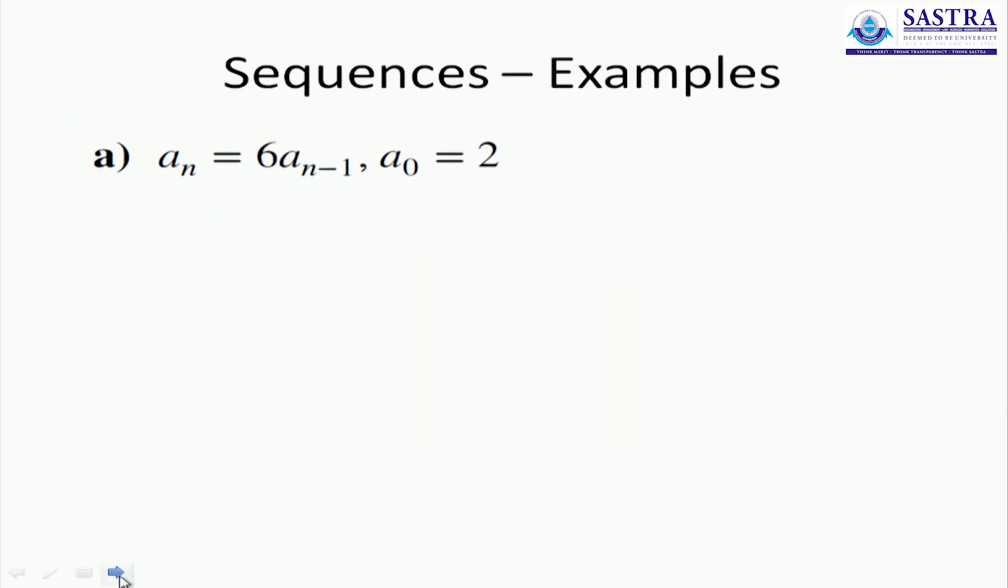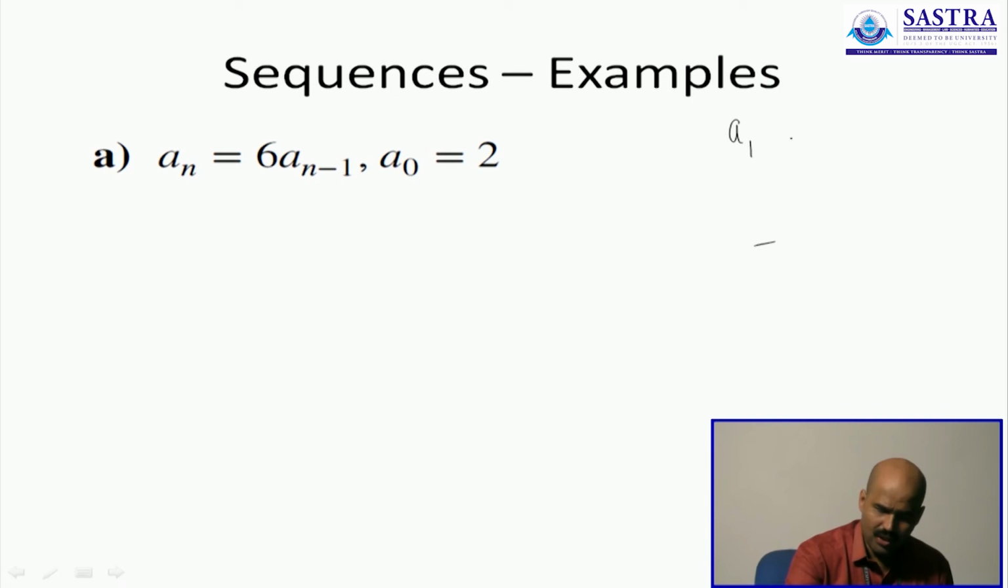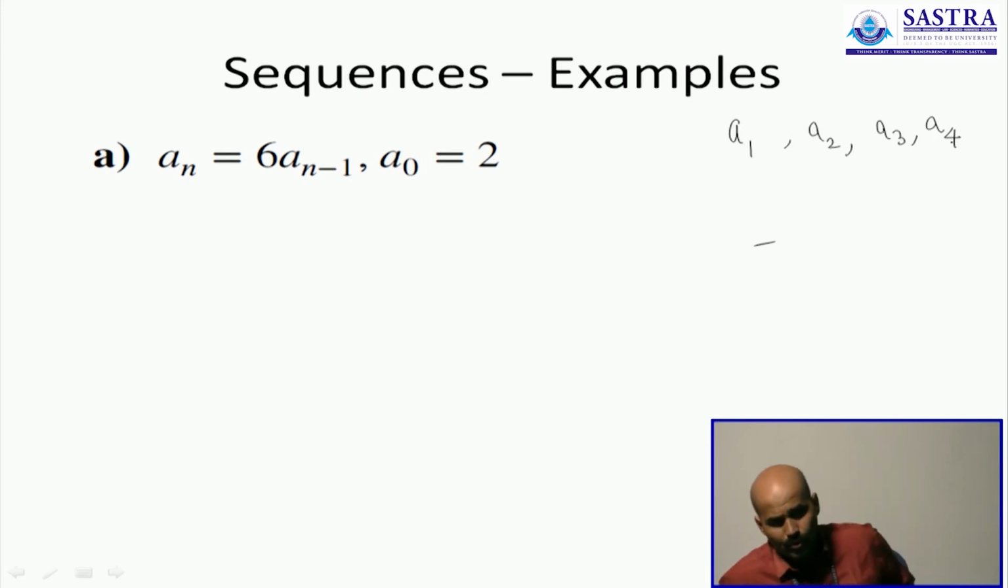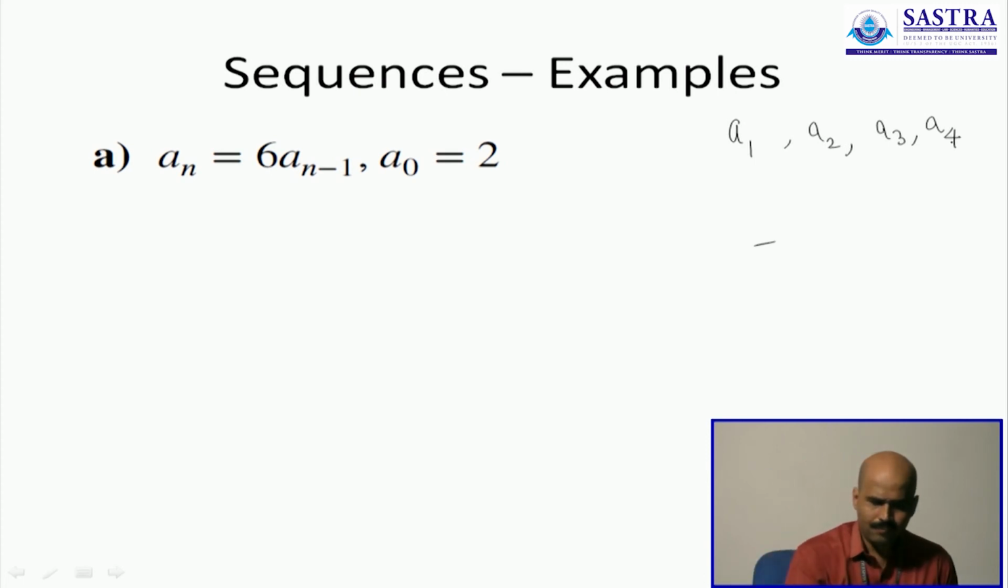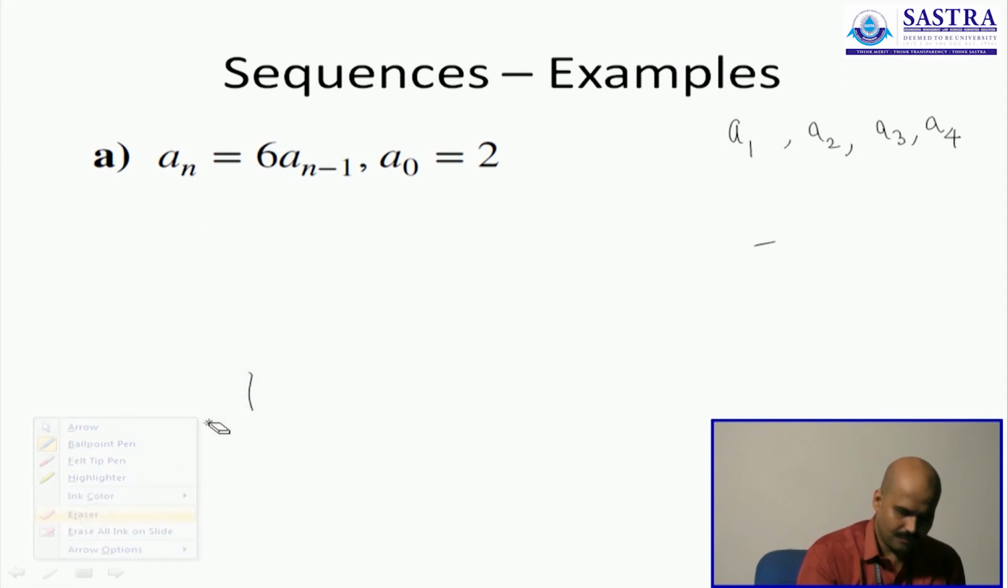Now we'll try a couple of examples. For each of these, a naught is already given. I want you to determine the first 4 terms of the given sequence, the answers for A1, A2, A3 and A4. Now look at A1. From the definition, A1 is 6 times A naught, and A naught is 2. 6 times 2 gives us 12.